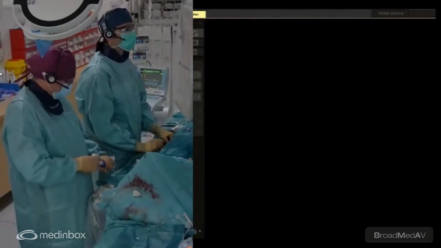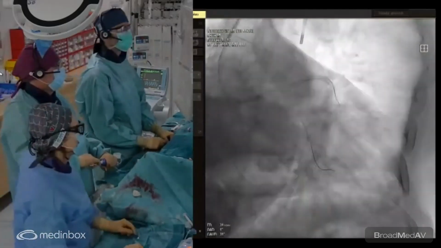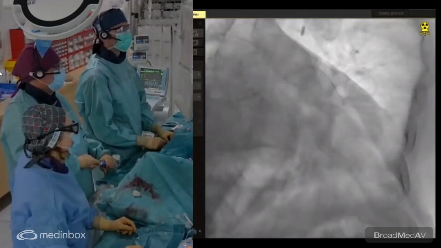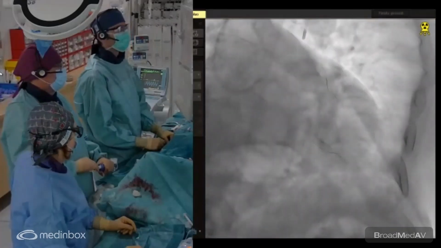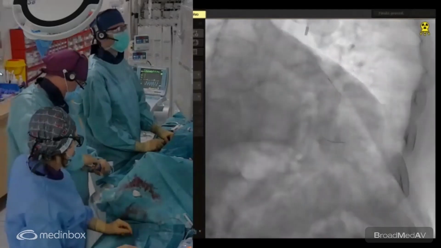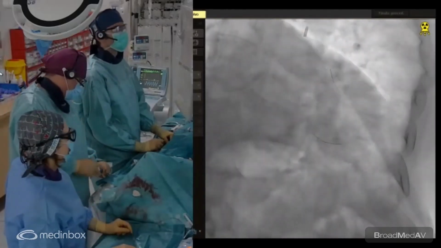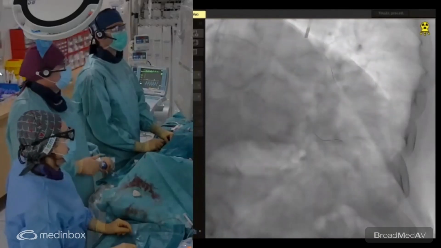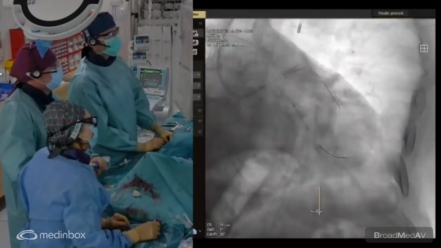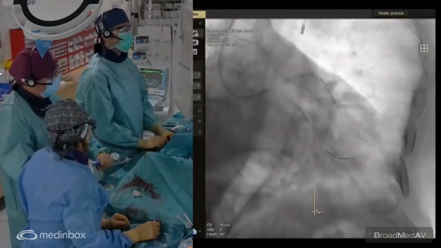You can see the expansion quite well. And the balloon is crossing very nicely now. I will do the last one here. Yeah, probably yes. Redilate everything going backwards, and then IVUS here. 18. I think it's under expansion there. Probably. I'm not sure about that.